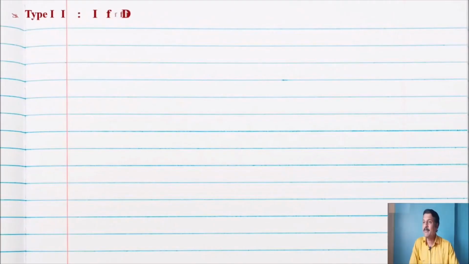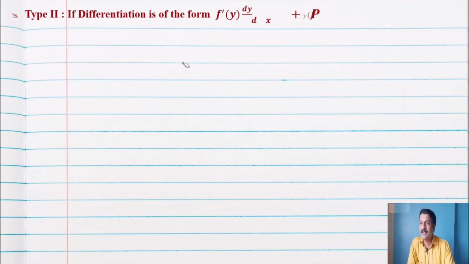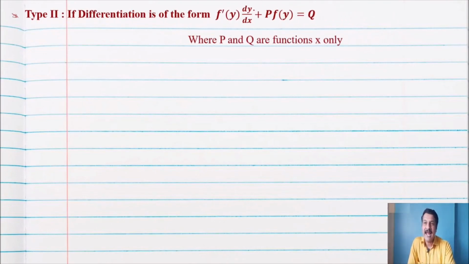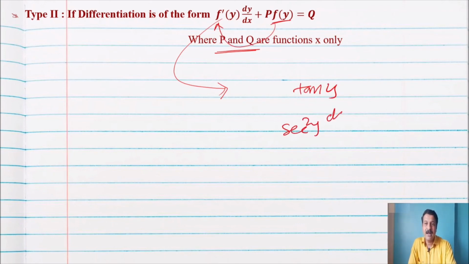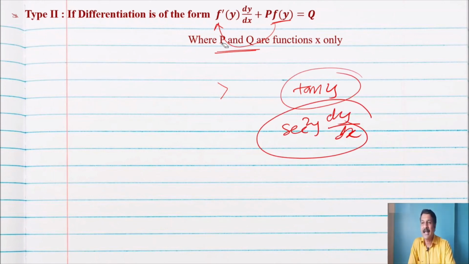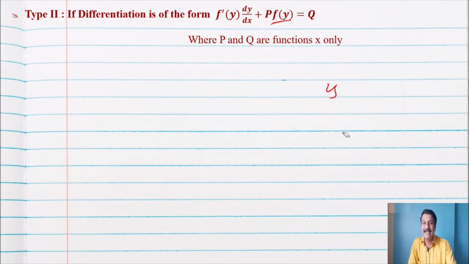Now type number 2: if the differential equation is of the form f dash of y dy by dx plus p into f of y equal to q, where p and q are functions of x only. How to remember this one? How to check it? If there is a function of y and its derivative. For example, if there is a tan y, what is the derivative? It will be sec square y. Dy by dx is present there. Then I can say it is type number 2, reducible to linear differential equation, and very easy to solve.